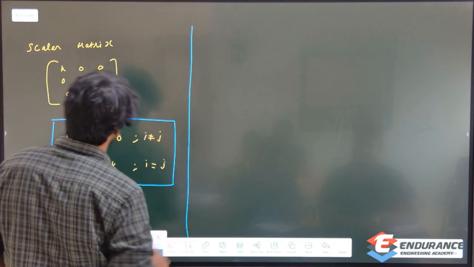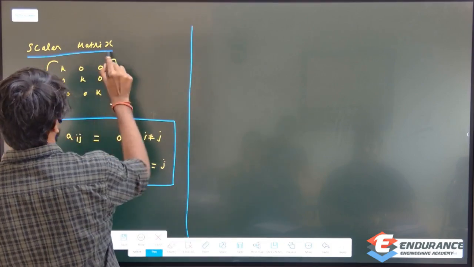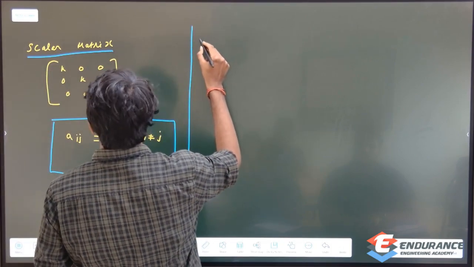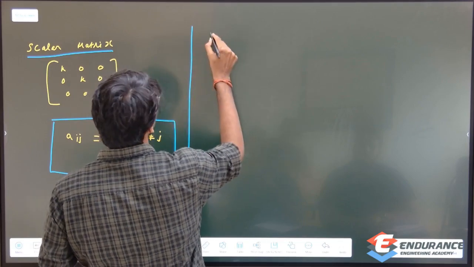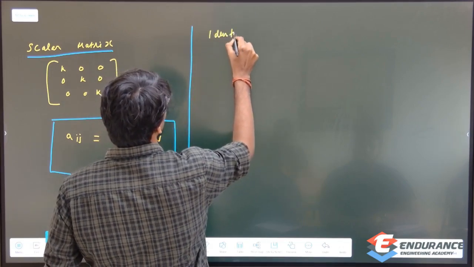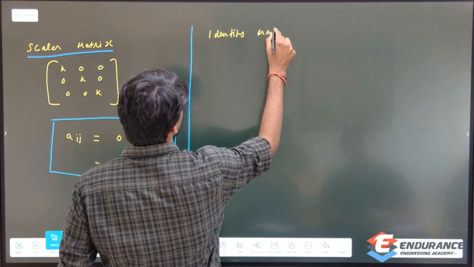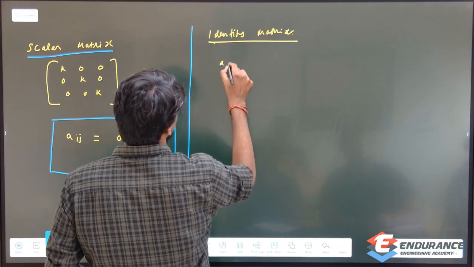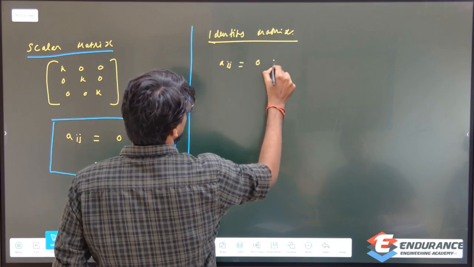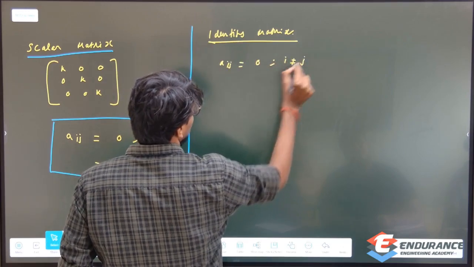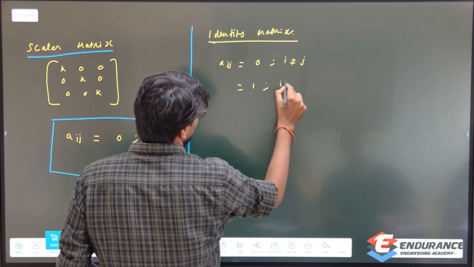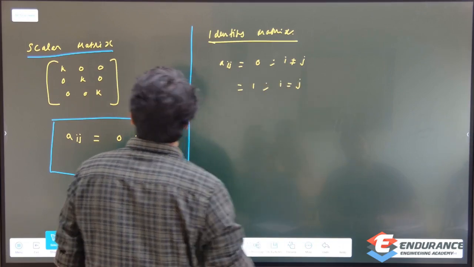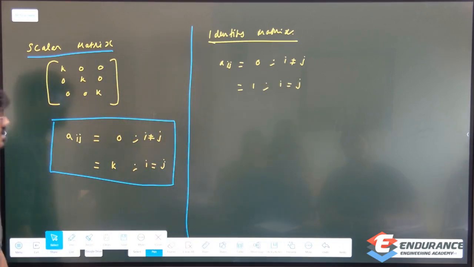What about the next after scalar? A triangular matrix, we can start with strictly. Identity matrix is easy, right? Instead of k, what should I have? Aij should be equal to 0 when i is not equal to j, and equal to 1 when i is equal to j. Okay, identity is done.